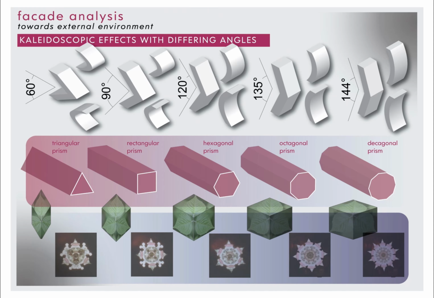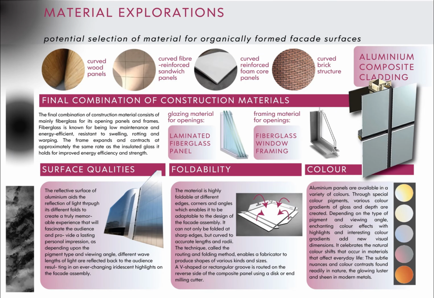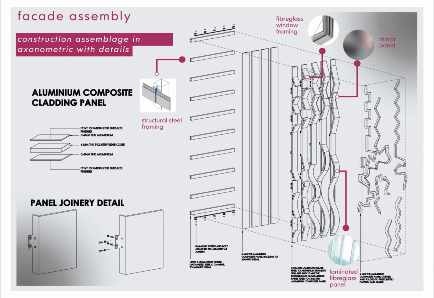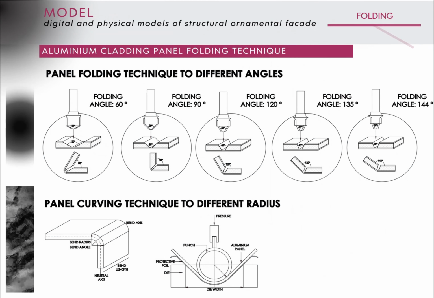Various materials were looked into for the fabrication of the facade. However, the aluminum composite cladding panel was chosen since it is not only highly reflective and metallic, it is also very foldable and available in many colors. Following this, the construction assemblage was carefully thought out, as well as the methods that will enable the folding of the panels to various angles.